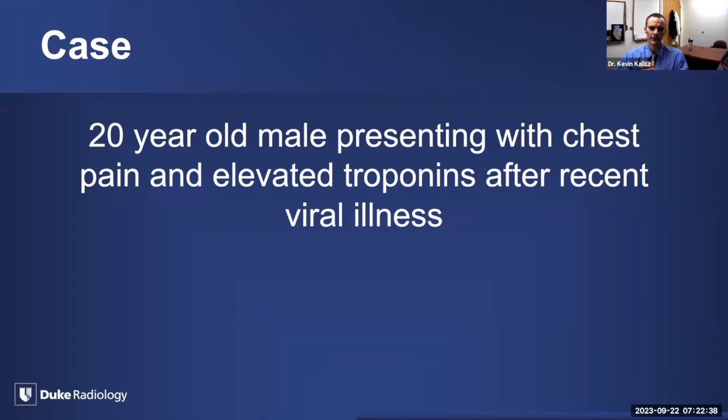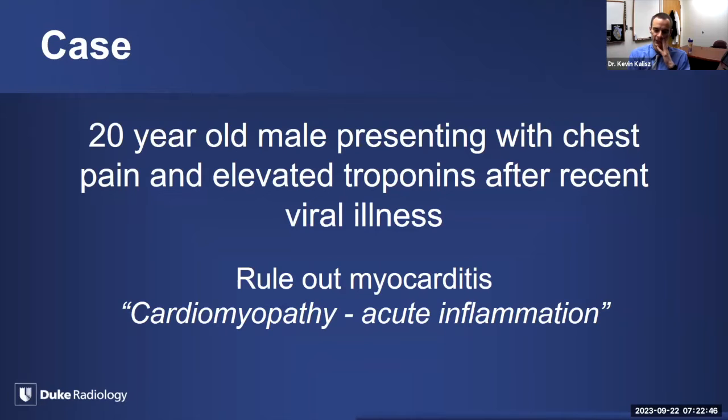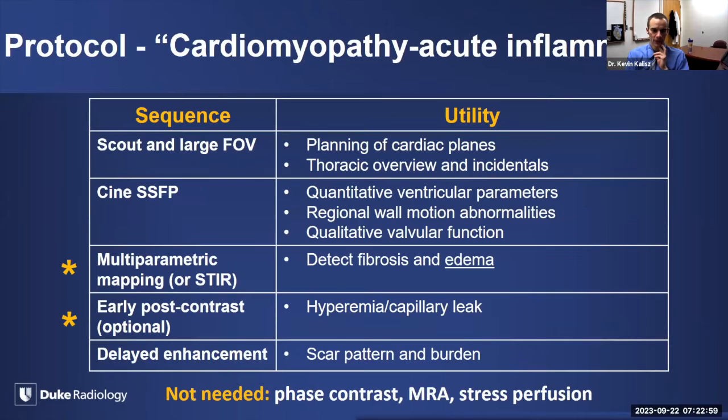Another case: a 20-year-old male presenting with chest pain, elevated troponins after a recent viral illness. So by history, this raises a good concern for myocarditis. Some places have an actual myocarditis protocol. Just to broaden this a little bit, I would approach this as a cardiomyopathy NOS, but evaluating for acute inflammation in association with a cardiomyopathy.